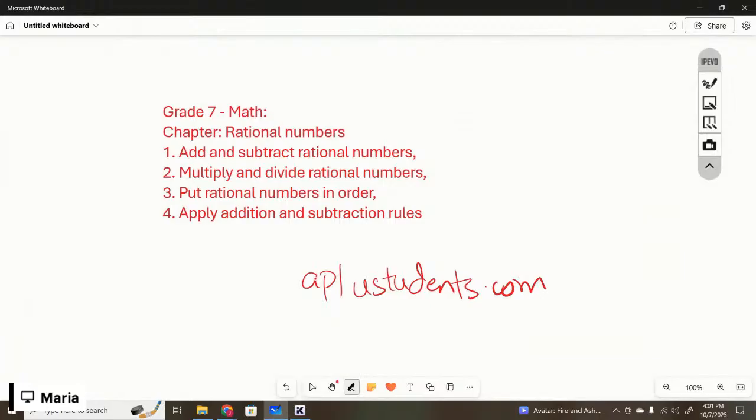Then you have to select math from the subject tab. Scroll down to grade 7 math and then click on view all lessons. There you can find a list of the chapters. We're going to start with the chapter rational numbers.